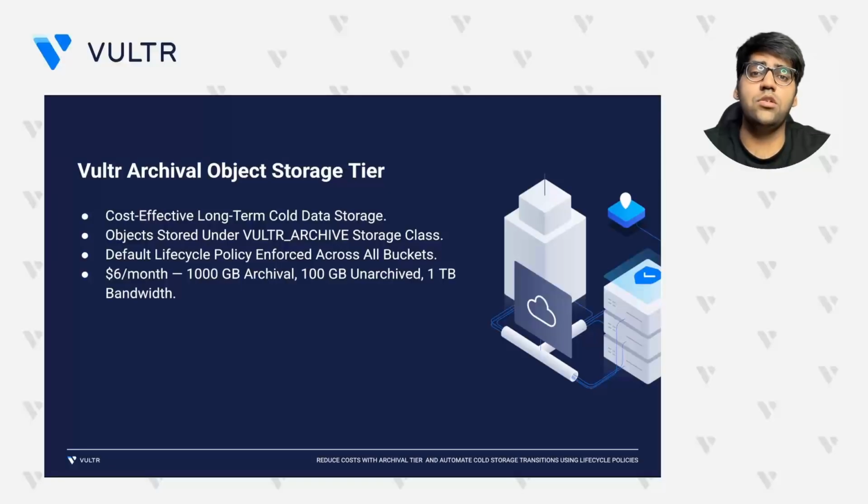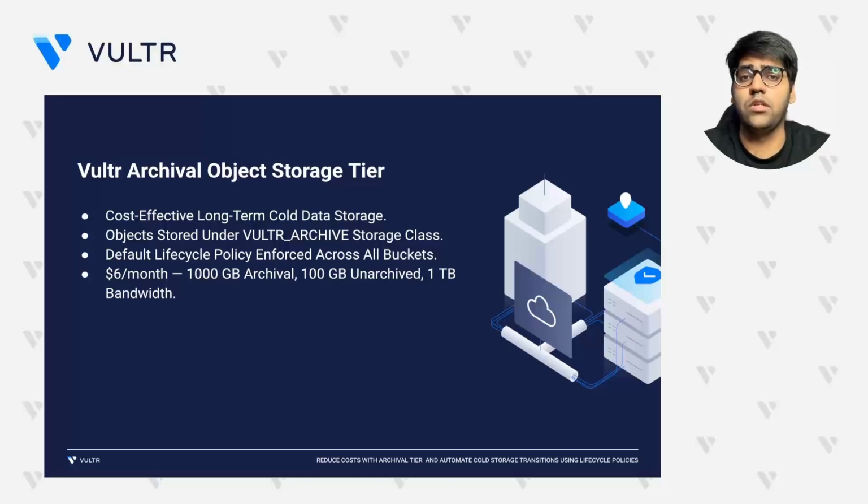Vultr Archival Storage is designed for cost effective long term cold data storage, making it ideal for backups and infrequently accessed data. Objects are stored under the Vultr Archive storage class, which significantly reduces storage costs compared to the standard tiers. A default lifecycle policy is enforced across all buckets, allowing data to automatically transition into the archival storage without any manual effort.